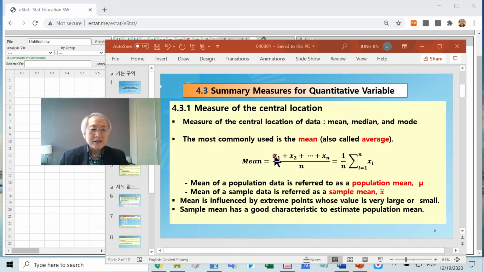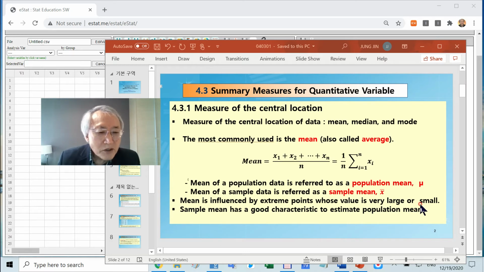If you have data, just add it all up and divide by the number of data, we call it the mean. This is the mathematical notation. But for later use, we classify into two categories. If your data is a population, we call it the population mean. If your data is a sample, we call it the sample mean, but we use the notation x bar.